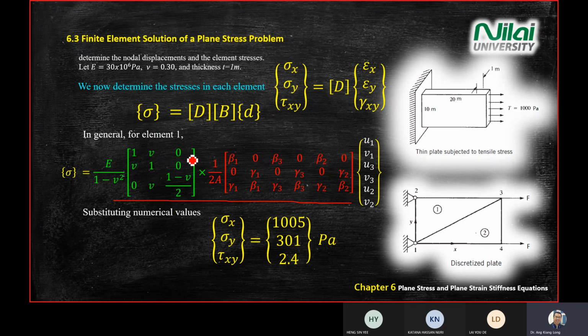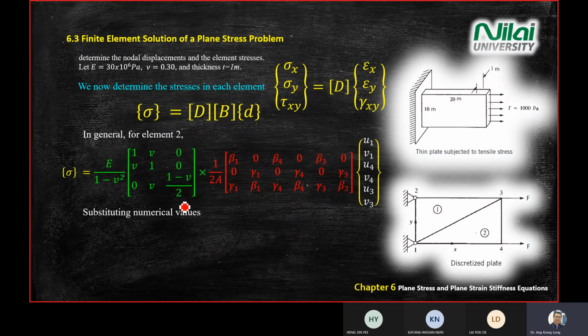So this one is for element 1. You do it for element 1, one set. Then you do another for the second set. You get these 2 numbers.